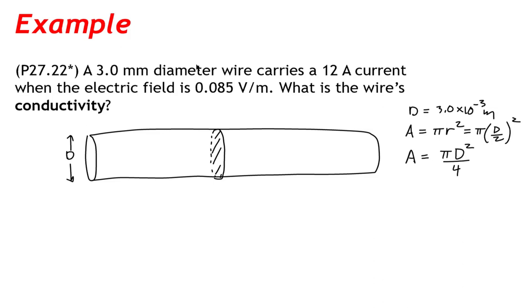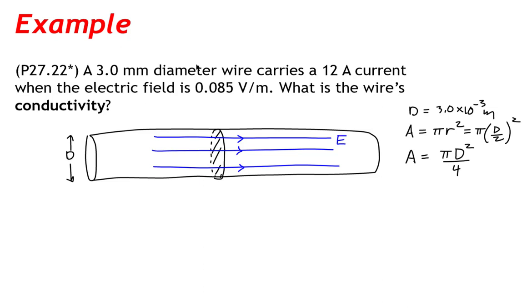We're given in this problem the magnitude of the electric field, so we could assume that there is an electric field in this wire due to a difference in potential between the ends of this wire. So I'll illustrate the electric field in the wire with the variable E, and we are given that the magnitude of the electric field is 0.085 volts per meter.